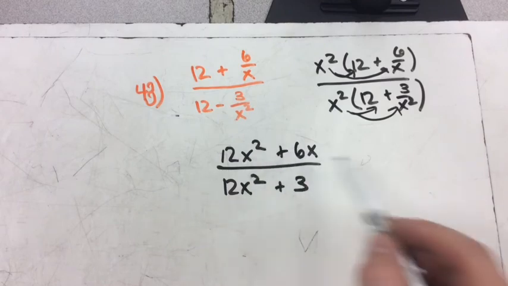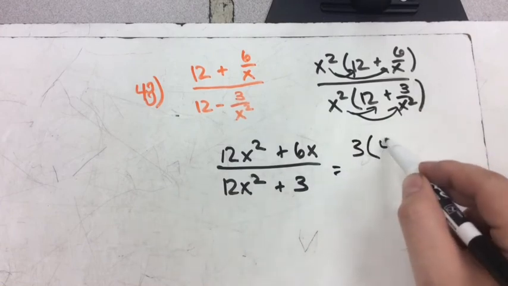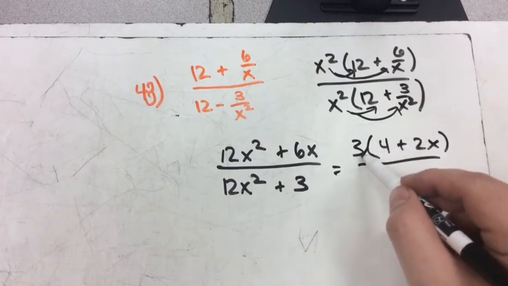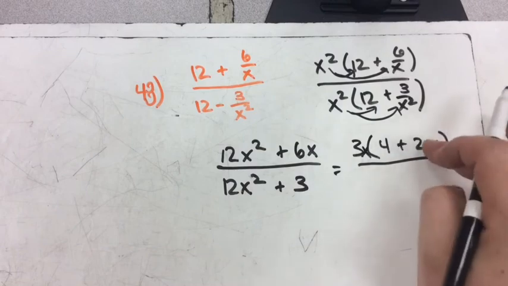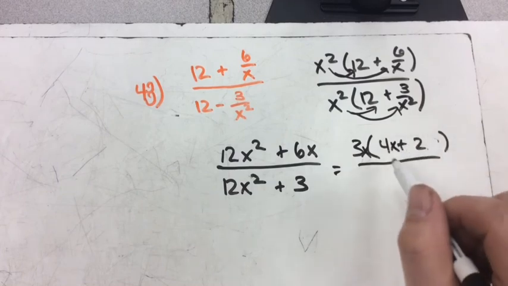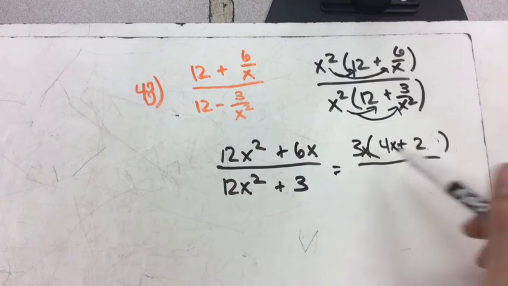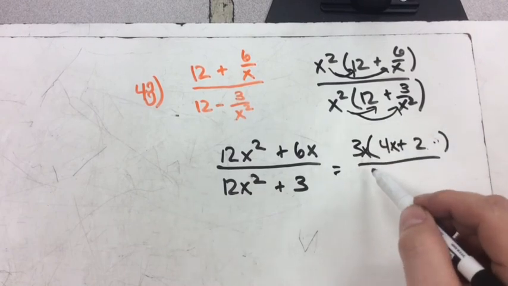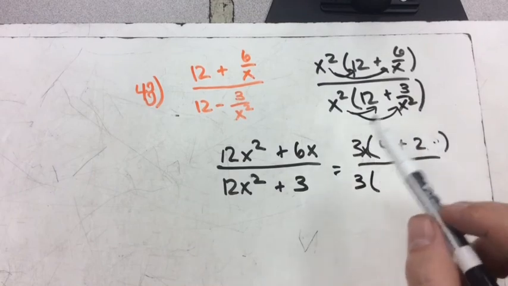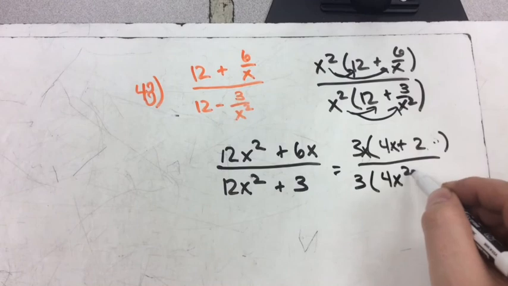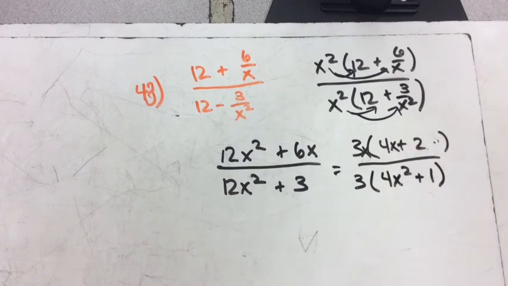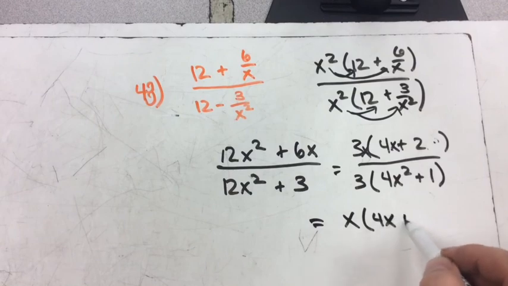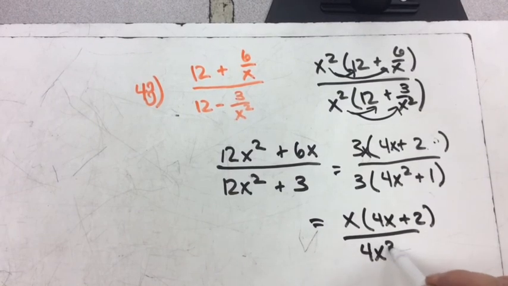So what can we pull out of the top? We can pull out a 3. Oh, we can pull out a 3x actually on top. There we go. Okay, that's looking more accurate. I did that too fast. This is what it should look like. I pulled out a 3x. If I multiply that back in, I would have 12x squared plus 6x. On the bottom, I can pull out a 3 and only a 3. So this becomes 4x squared plus 1. From here, I can cancel out a 3. So I'm left with x times 4x plus 2 all over 4x squared plus 1.